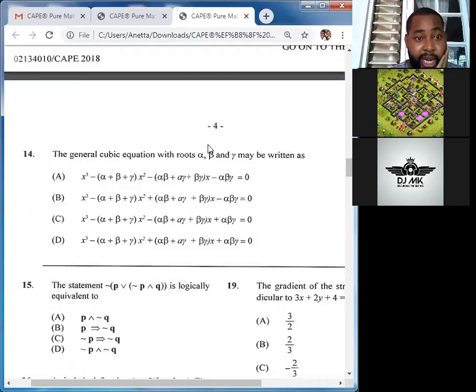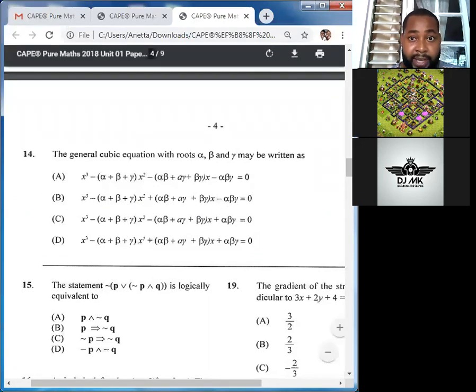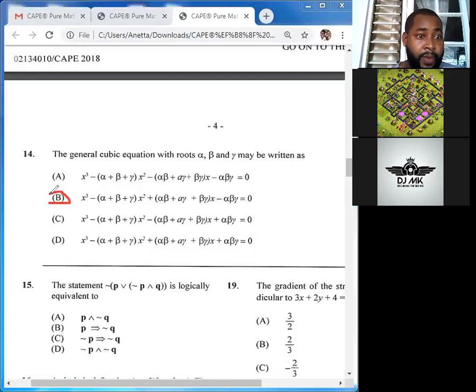So the general equation, there are cubic equation roots alpha and beta and gamma may be written as, remember I said minus plus minus. So looking for that first. Minus plus minus, alright? So first thing must be the sum of the roots. The second one must be the sum of the pairs. The third one must be the product of the roots. So we found the answer. Answer is B.